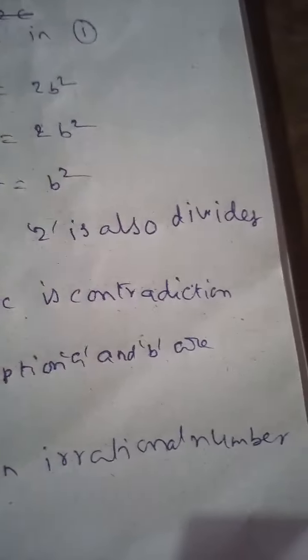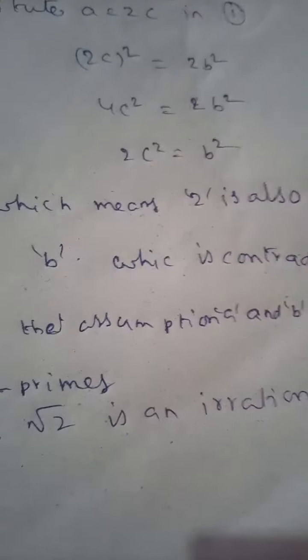Root 2 is an irrational number. Therefore, root 2 is an irrational number.